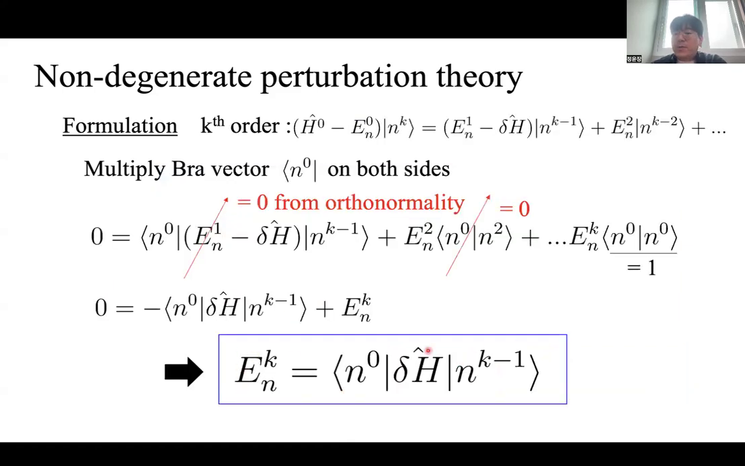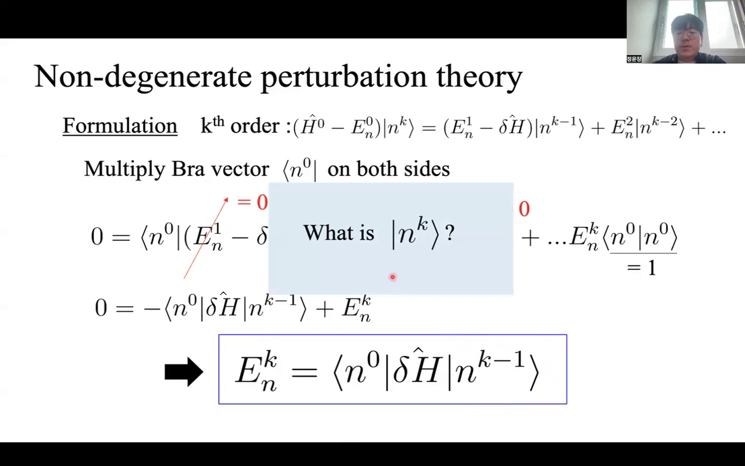The problem here now is that if I want to know the kth order correction, I need to know the k minus 1 order correction to the eigenstate. And this is something that we now need to learn how to calculate, okay? So to calculate this, I need to know how you're going to calculate the kth order correction to the eigenstate.